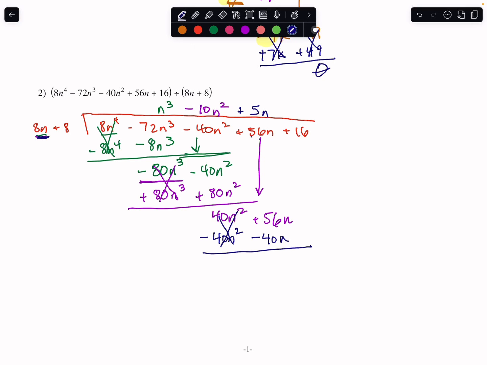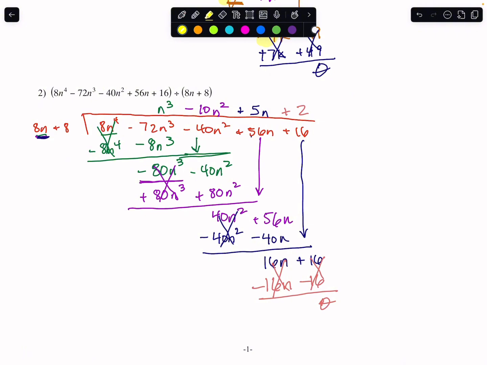And then 8n times what is 16n? That's a positive 2. 2 times 8n is 16n. 2 times 8 is 16. Go through, change your signs. Everything cancels. Answer is 0. So our final answer is all this stuff. N cubed minus 10n squared plus 5n plus 2.